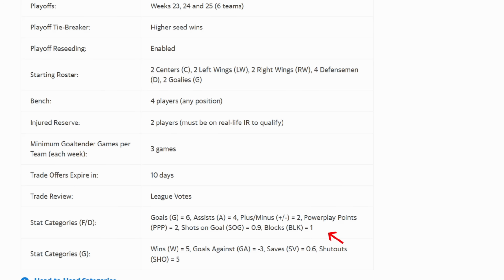Now let's talk about points leagues. These are the default points league settings: goals, assists, plus minus, power play points, shots on goal, blocks. Blocks and shots are pretty heavily valued here. Plus minus is heavily weighted. It's very punishing.